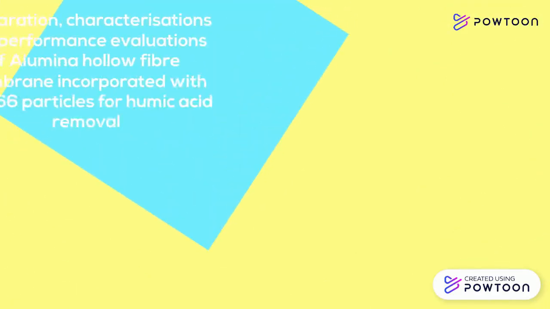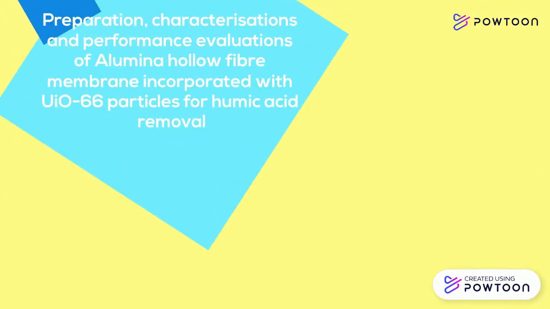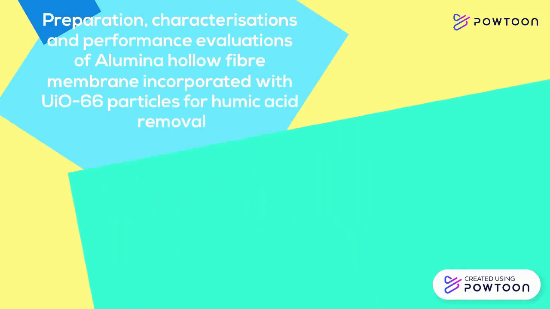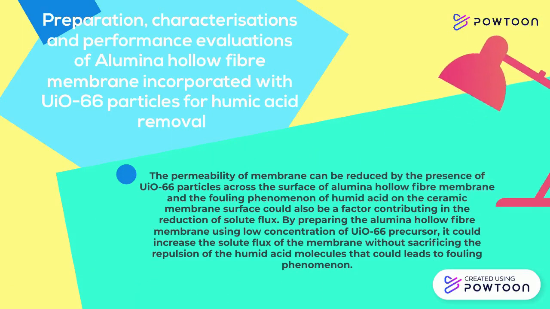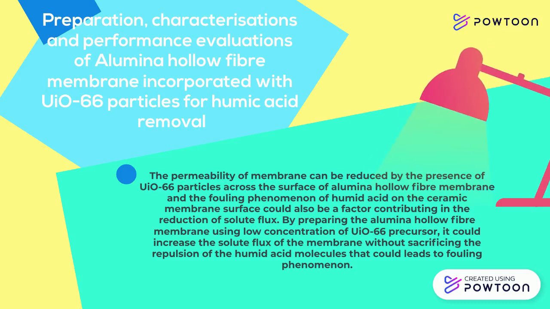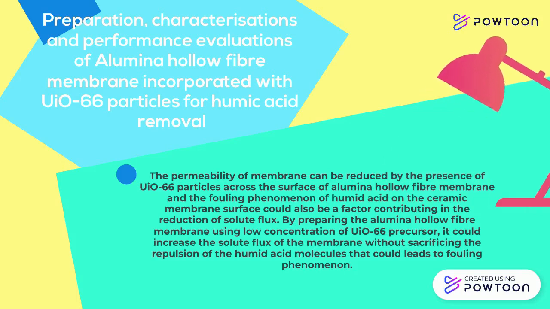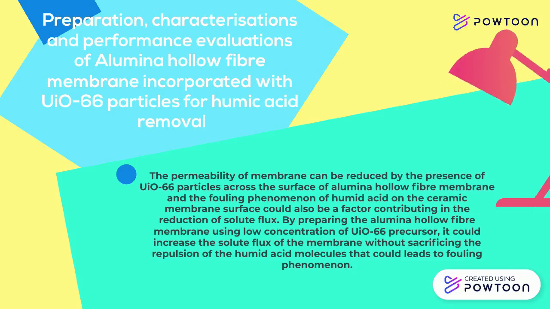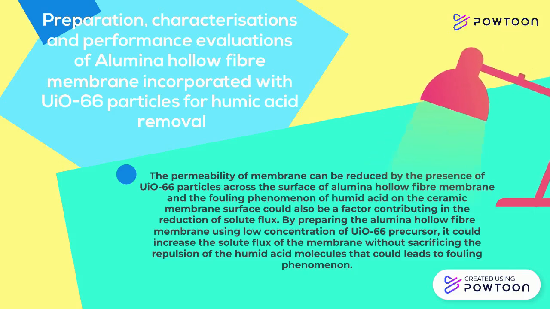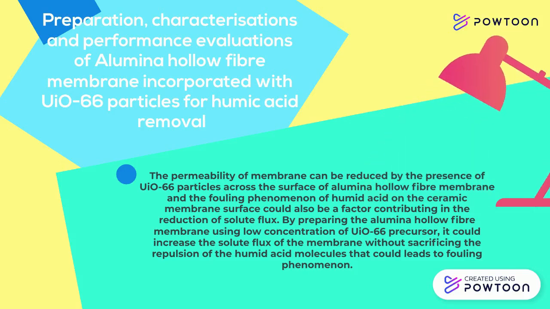In the third article, which is the alumina hollow fiber incorporated with UiO-66 particles, it shows that the permeability of the membrane can be reduced by the presence of UiO-66 across the membrane surface. However, low concentrations of UiO-66 are incorporated with the alumina hollow fiber in order to help increase the solute flux without sacrificing the rejection of humic acid that could lead to fouling effects.